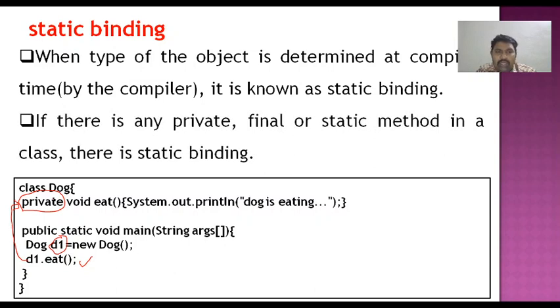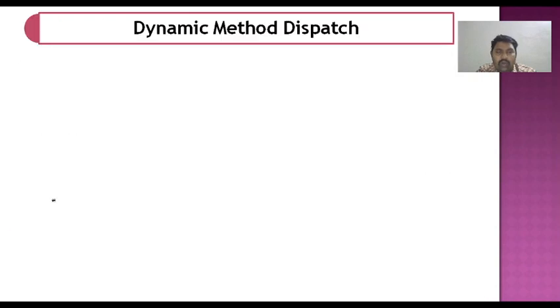So we can achieve static binding with respect to three things. One is a private method. If the method is private, or a method is final or static, then automatically we are going to achieve static binding.